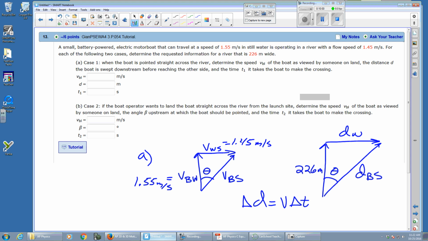Yep. Nope. The velocity in the downstream direction is just the velocity of the stream. The boat's velocity does not contribute because they are perpendicular to each other. Now, in the next case, they do contribute to each other.